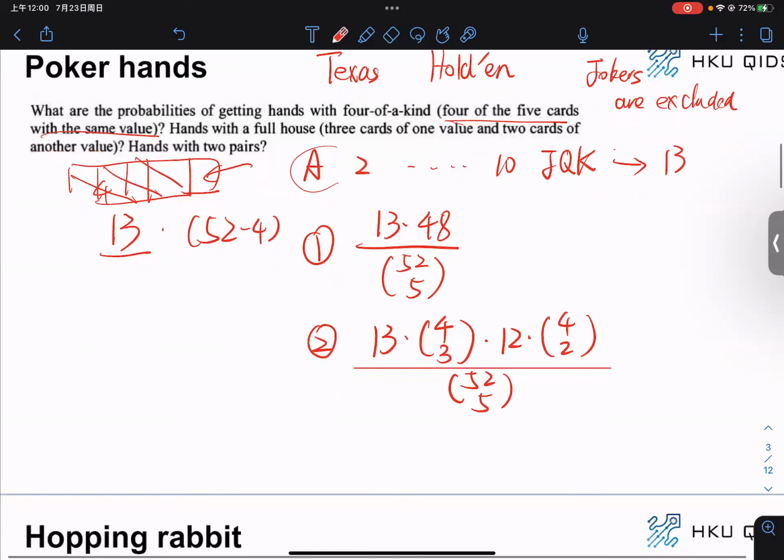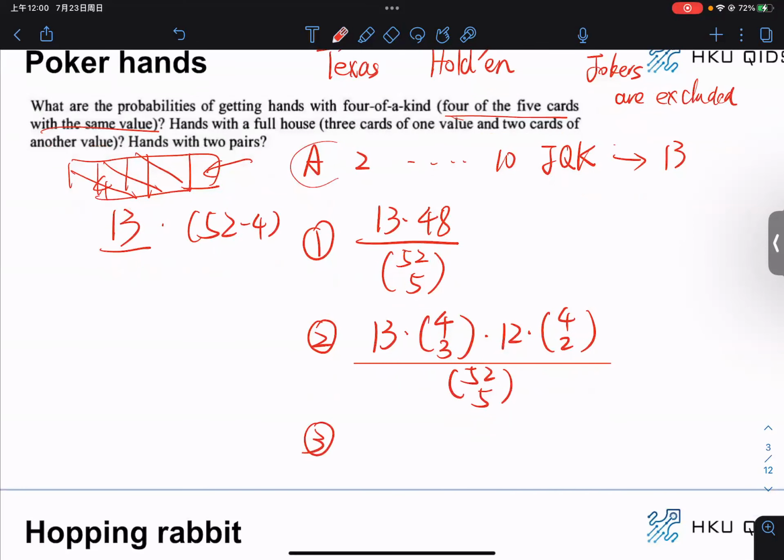Okay. And then how about the last question? For the last question, it's hands with 2 pairs. So again, we know the denominator is the same, right? It's still 52, 5. But how about the numerator?